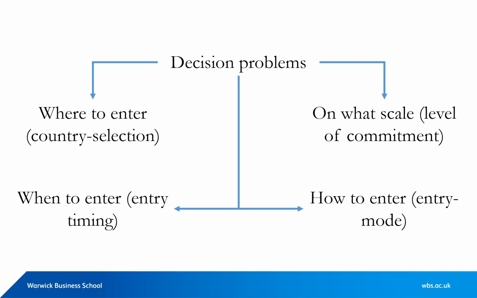A firm making foreign investments faces four key decision problems. First, where to enter, that is, which countries or regions to select for investments and operations. Second, when to enter, that is, what should be the timing of entry. Third, what should be the scale of investment? That is, the level of the strategic commitment to the country or region. And the fourth, how to enter, that is, what should be the mode of entry? For instance, whether the firm should create a subsidiary from scratch or it should acquire an existing organization in the foreign country.